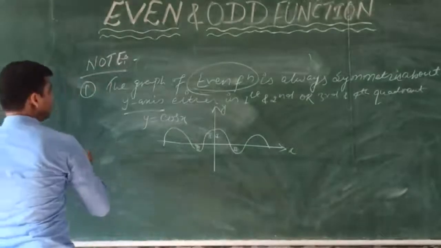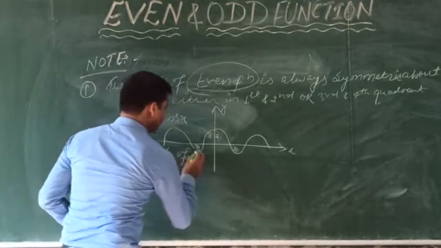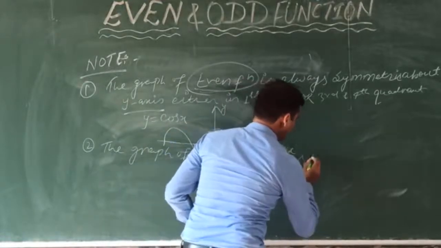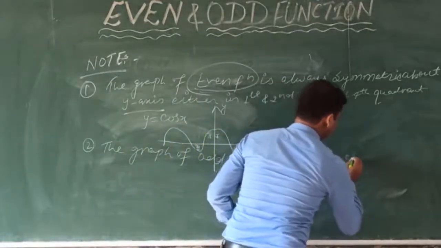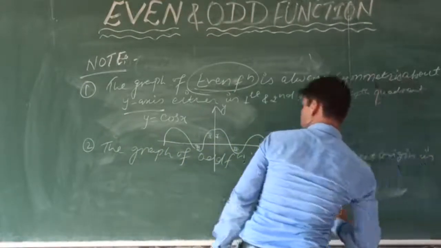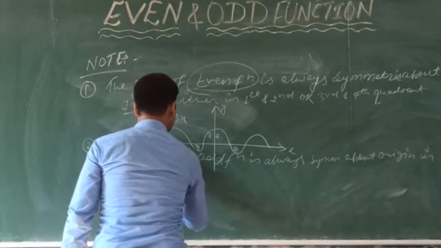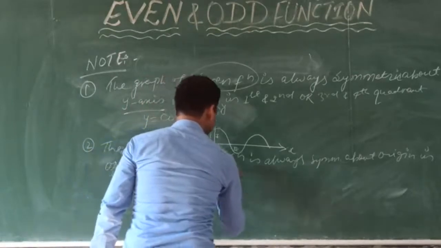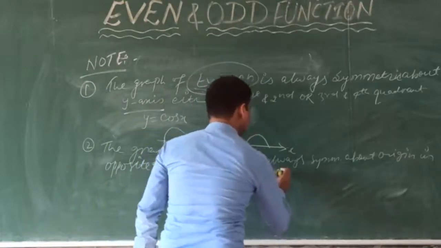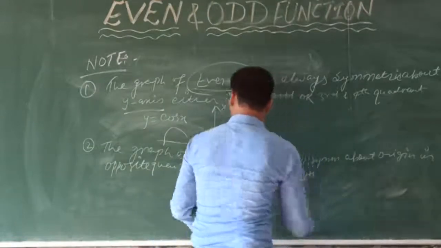What is the second point? The second point is the graph of an odd function is always symmetric about the origin in opposite quadrants, that is one and third or second and fourth. Now see this, what is the meaning of this?